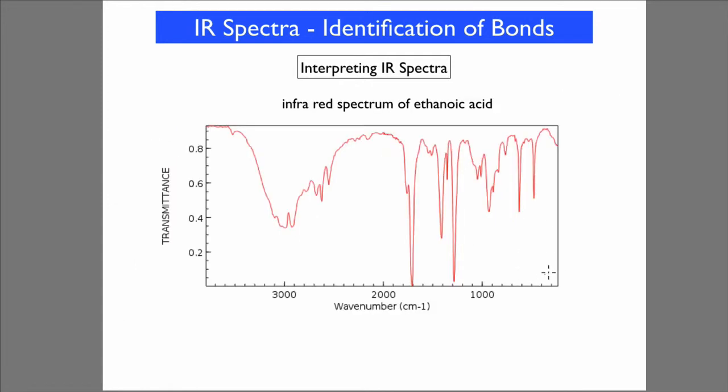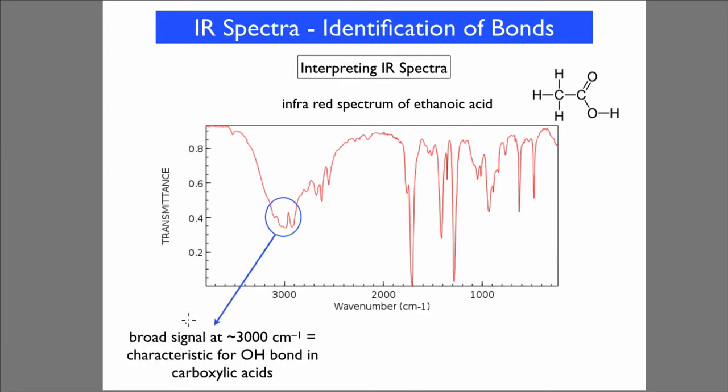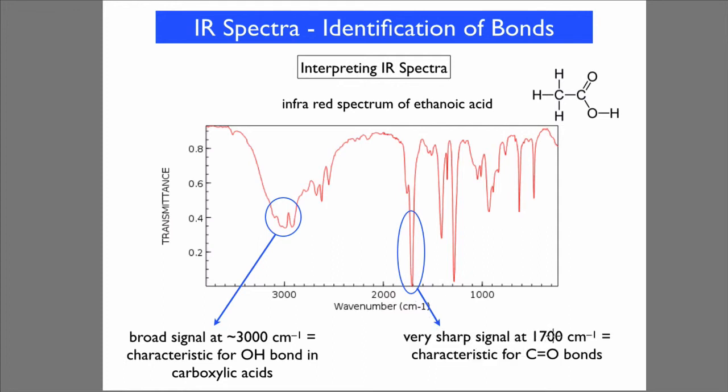Let's have a look at another one. Ethanoic acid. We've got the broad signal of 3000, which is characteristic for the OH bonds in carboxylic acids. We've got this very strong singular peak here at 1700, characteristic of the carbon double bond oxygen. And again, we've got this little peak here, which could be a carbon oxygen bond, but it's in a fingerprint region, so we can't be 100% sure.